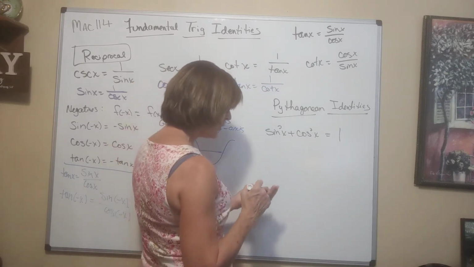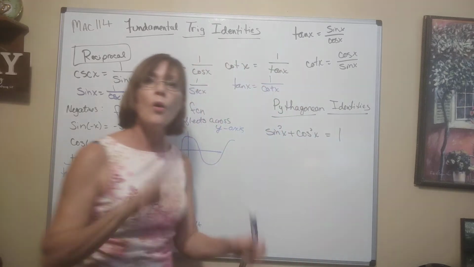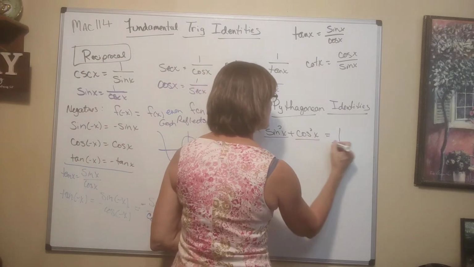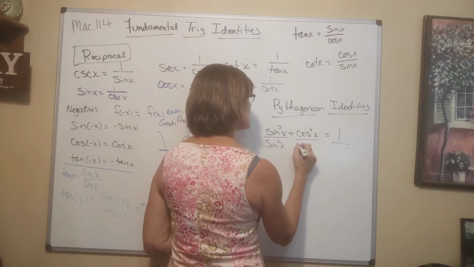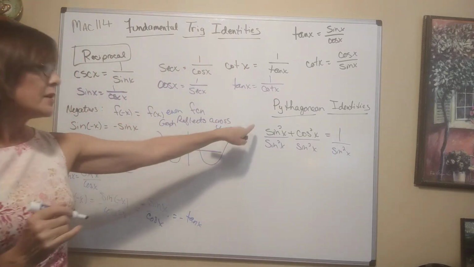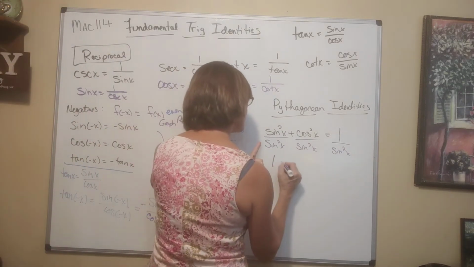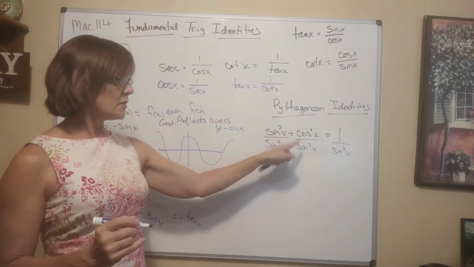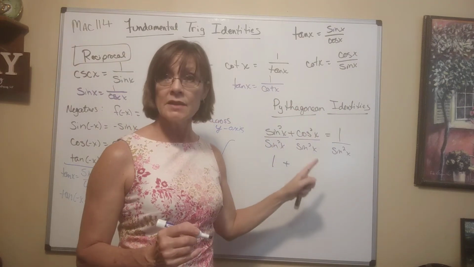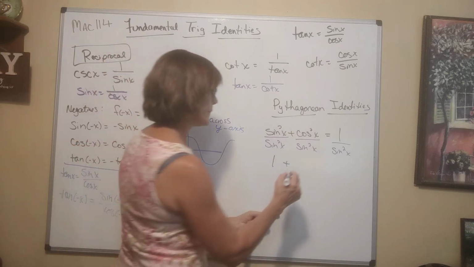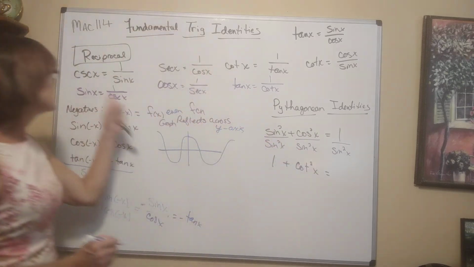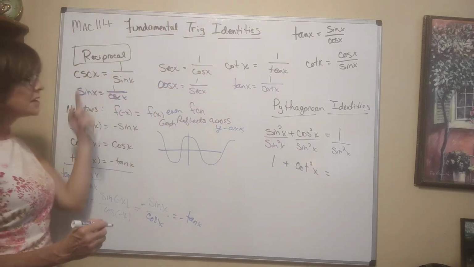So if I have this, let's see how we can come up with the other two Pythagorean identities. And so this is how you can do it. You can take this first one and divide both sides of the equation by sine squared of x. Let's do that. All right. Well, sine squared of x divided by sine squared of x is 1. And cosine divided by sine is cotangent. So cosine squared divided by sine squared is cotangent squared of x. And 1 over sine is cosecant. So 1 over sine squared is cosecant squared.